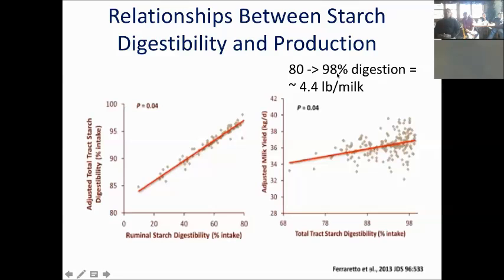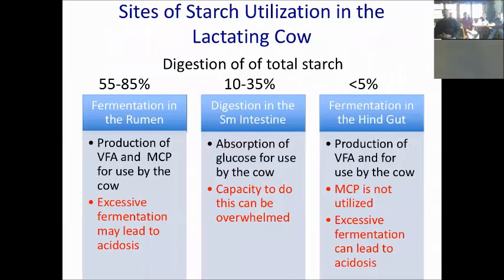So really nice, again, highly correlated P.04 value as well here. So this is one of our reasons why we look at starch as being an important component in our dairy diets. If you take a look at the potential sites of digestion in a lactating cow, I have them broken down here.